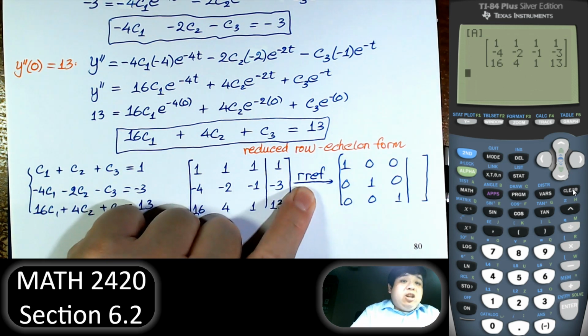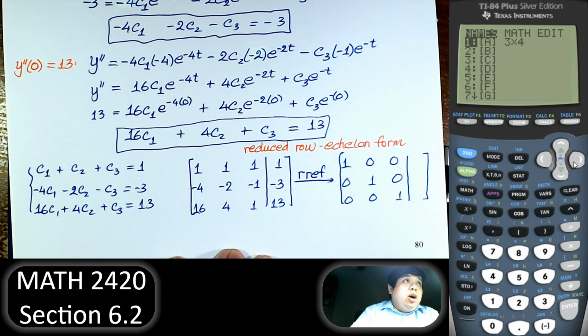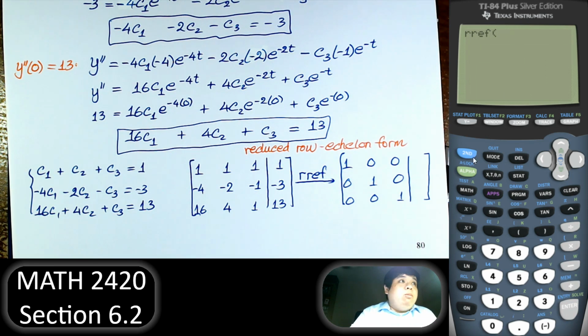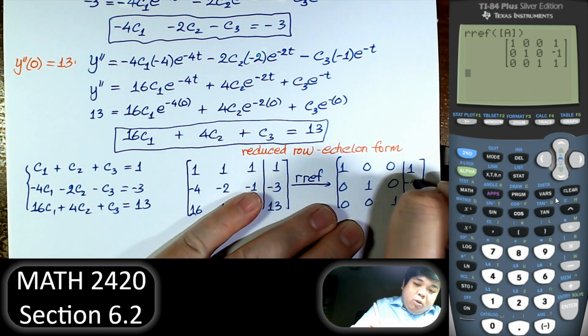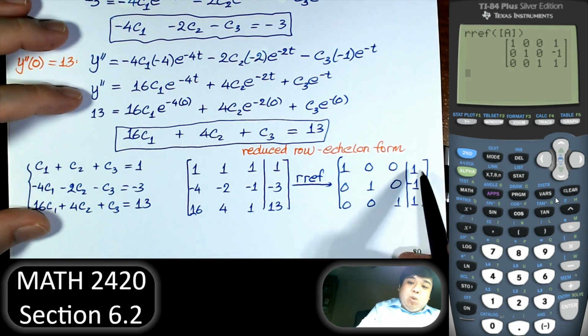Now we apply the reduced row echelon form to it. So second matrix again, go to the math tab, go way down to option B. Just hit enter. So we have reduced row echelon form. Now we apply this to the matrix A. So second matrix under names, hit A. Yeah, so we have 1, -1, and 1. So those are the solutions c1, c2, c3.